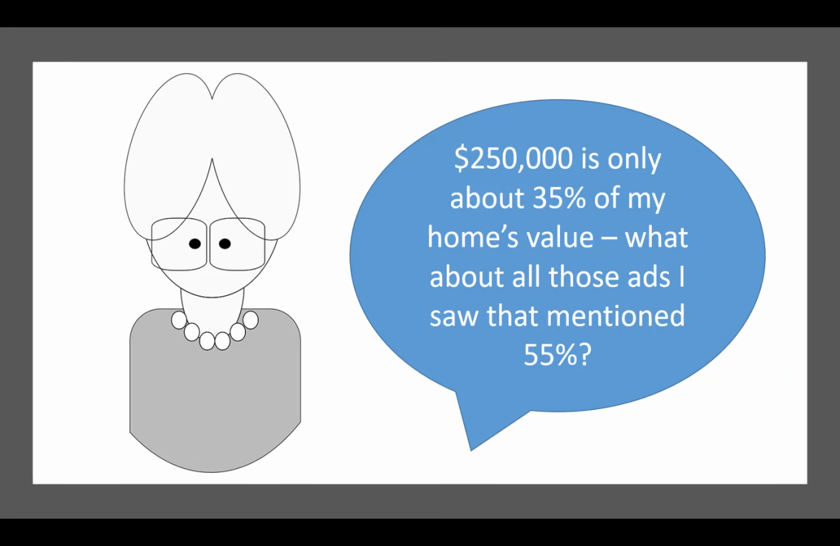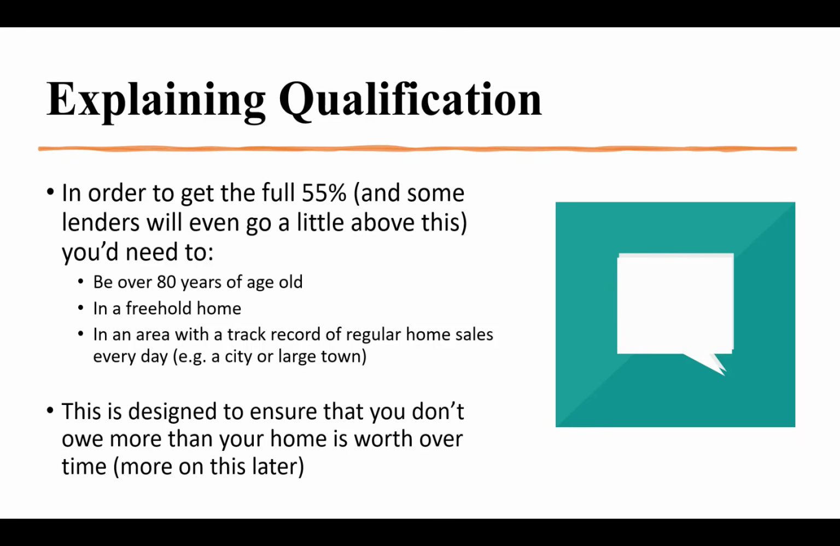So Emily sees this and she says, $250,000, that's only about 35% of my home's value. What about all those ads I saw that mentioned 55%? Well, in order to get the full 55%, and some lenders let you go even a little bit above this today, you need to be over 80 years old, in a freehold home, and in an area with a track record of regular home sales every day. And this is why being in a major city or a large town is a bonus, and you'll get more money because there's a track record of regular home sales every day.